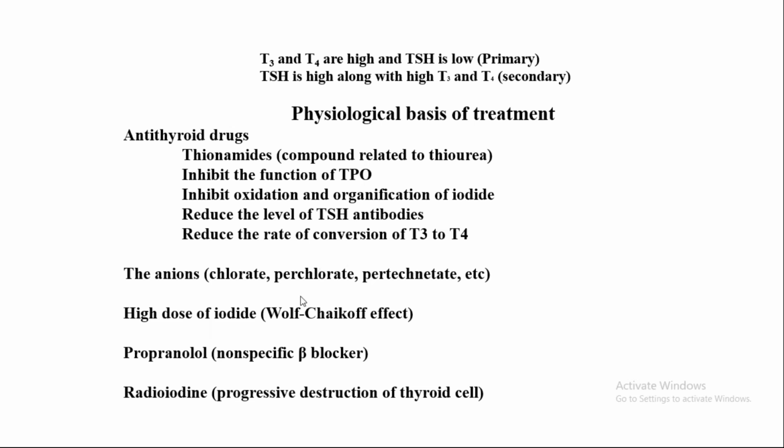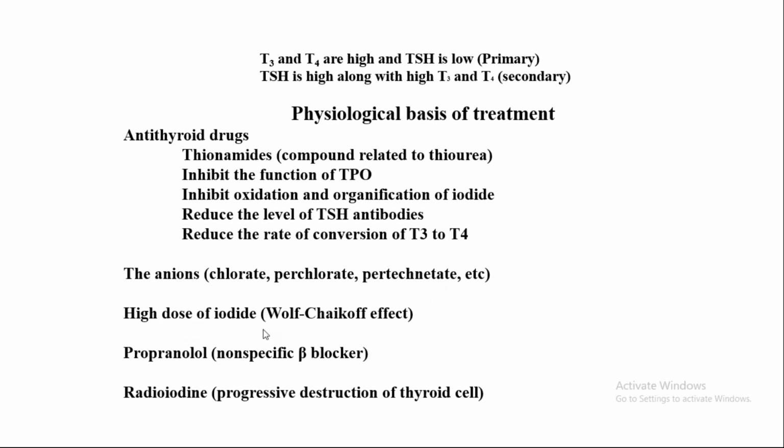Anions are also given: chlorate, perchlorate, and pertechnetate. They compete with iodine to bind with the sodium iodide symporter. Ultimately, less iodine will enter into the cell, and thyroid hormone synthesis will be less.